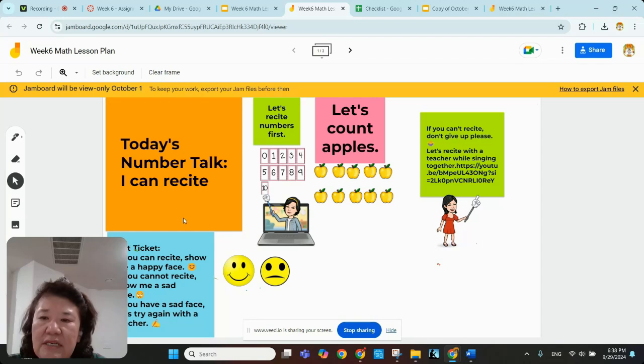So just before I start the lesson, I will print out this number talk chart and I will post it on the wall so they will be able to see what kind of a lesson they will learn today. First of all, I will let them recite the number from 0 to 10. Then I will show the number, so I will help them to recognize number, how number 1 looks like, number 2 looks like, number 3 looks like.